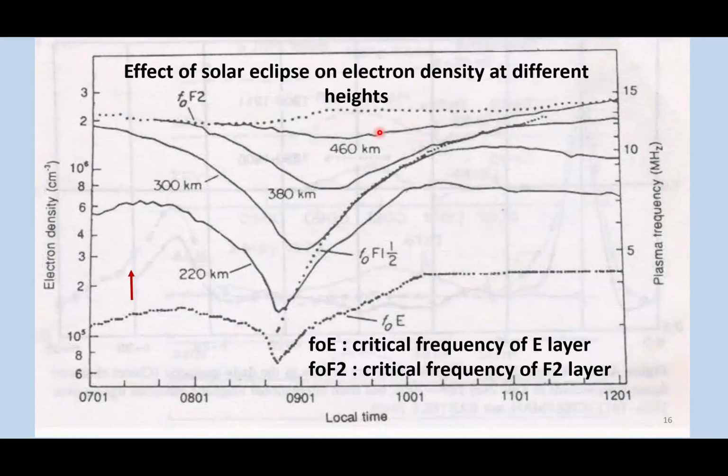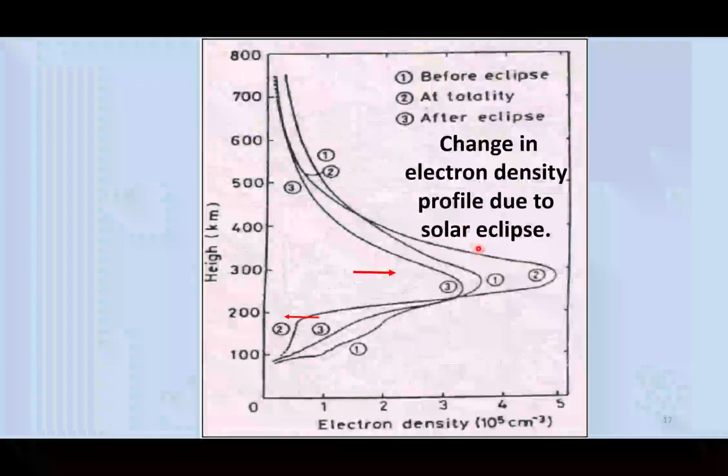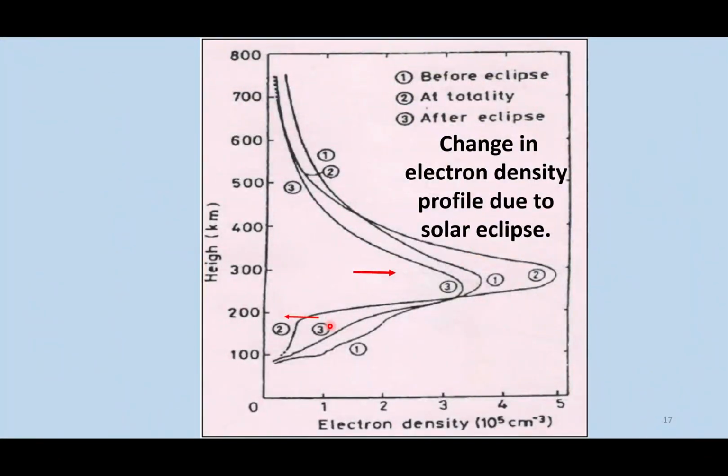Now, this is again a total profile from about 100 to 800 kilometers, measured before the eclipse, which is profile 1, at totality, and after the eclipse. So totality is curve number 2. Here, at the peak of the F region, you see an increase in the ionization, which is somewhat surprising, whereas at lower heights below 200 kilometers, you see a decrease.